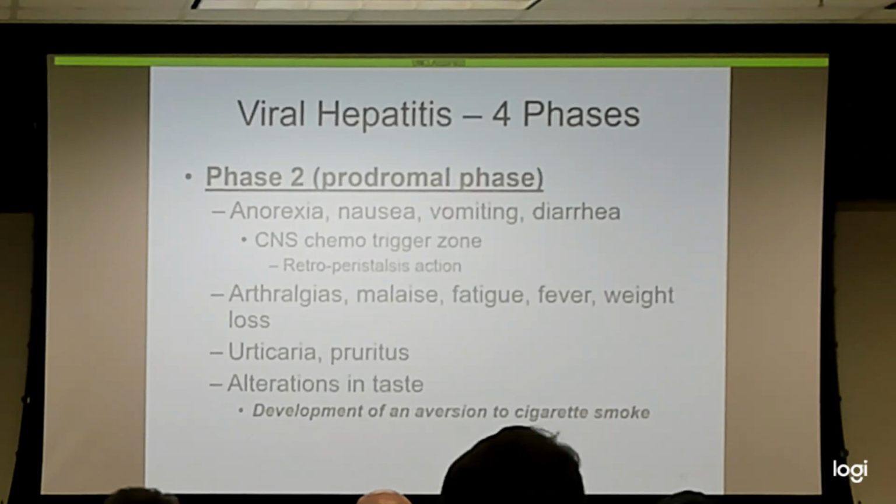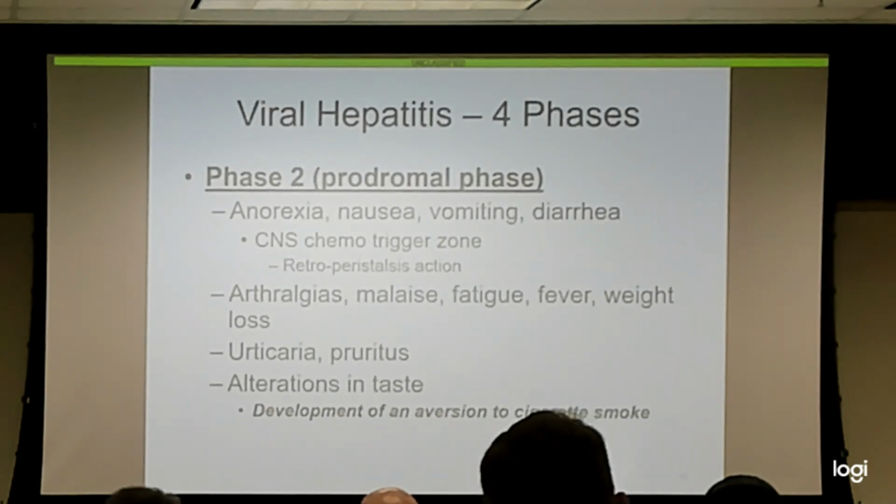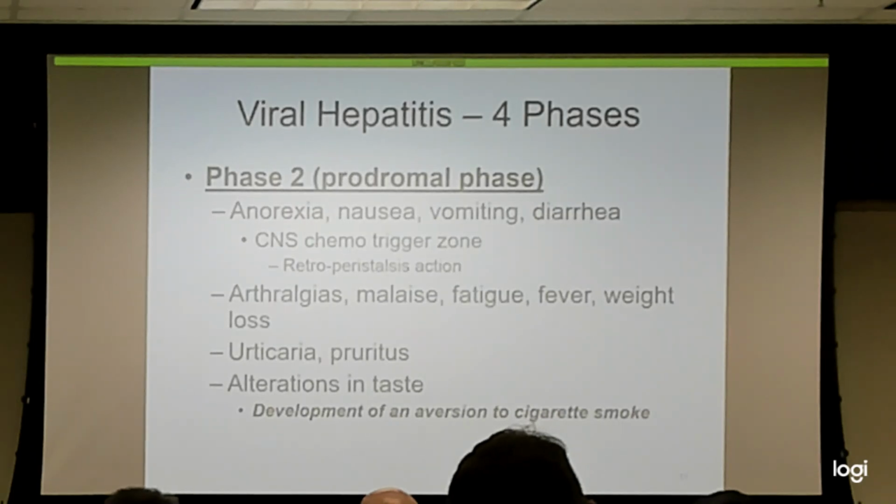And then your prodromal phase, this is where they start getting sick. That viral replication and that cellular death is going to cause some symptoms. So anorexia, nausea, vomiting, diarrhea. It affects the CNS chemoreceptor trigger zone, causing retroperistaltic action. What is that? The peristalsis goes opposite, and so everything's moving back up instead of down. And then you may have some diarrhea with that as well. Arthralgias, malaise, fatigue, fever, weight loss. For your arthralgias, you've got immune complexes that attack the joints, and those will cause joint pain.